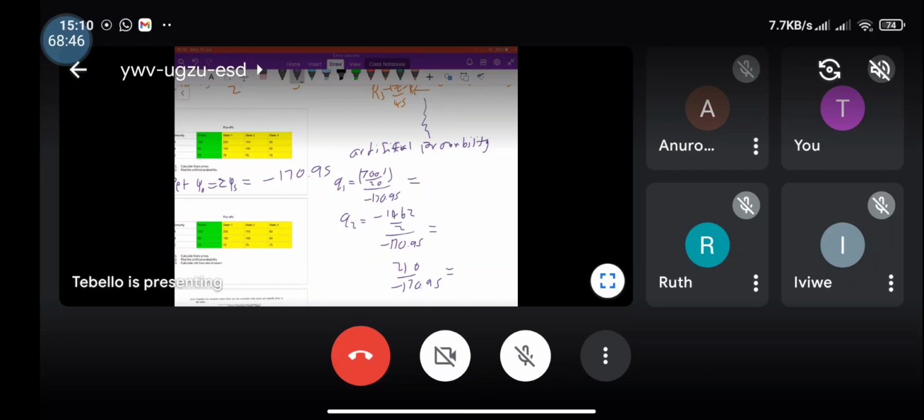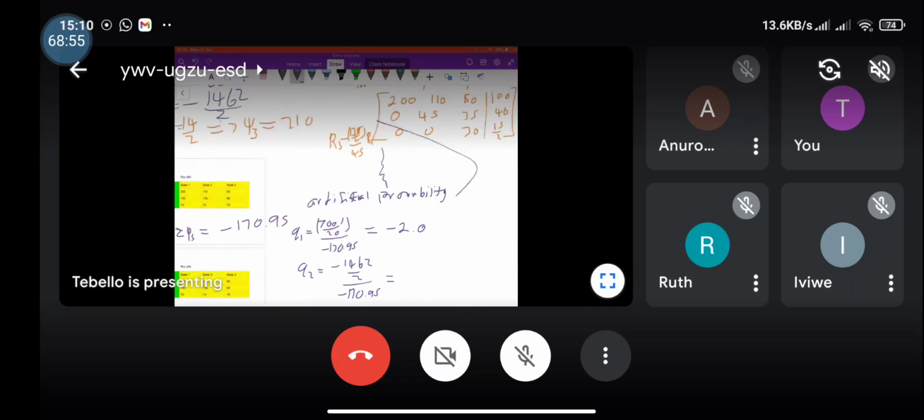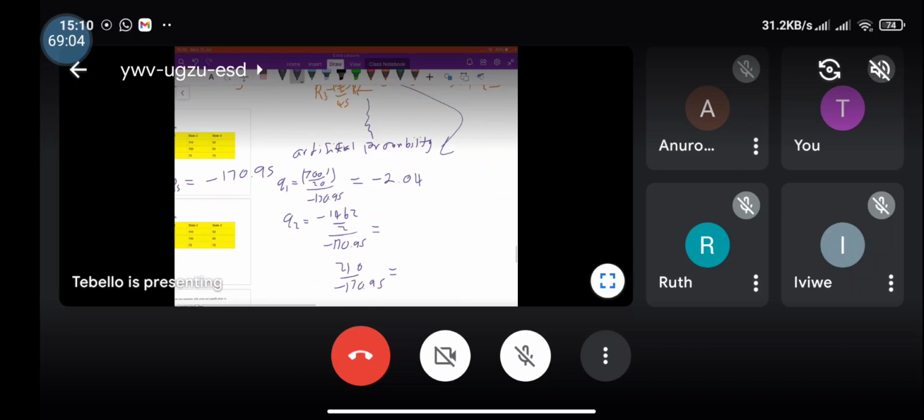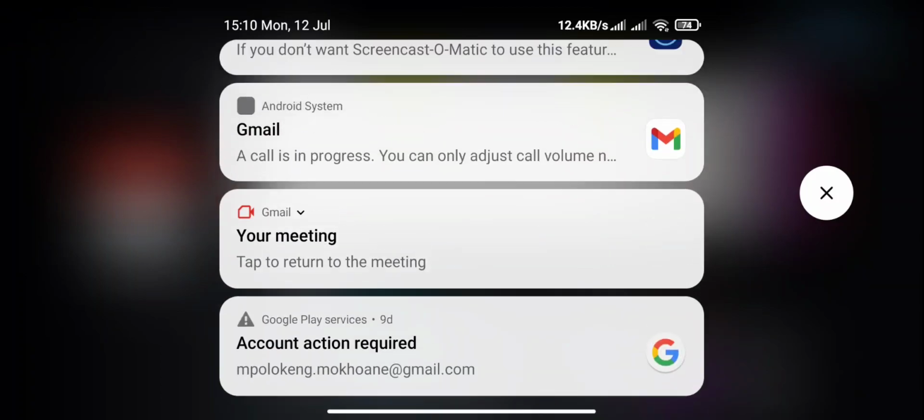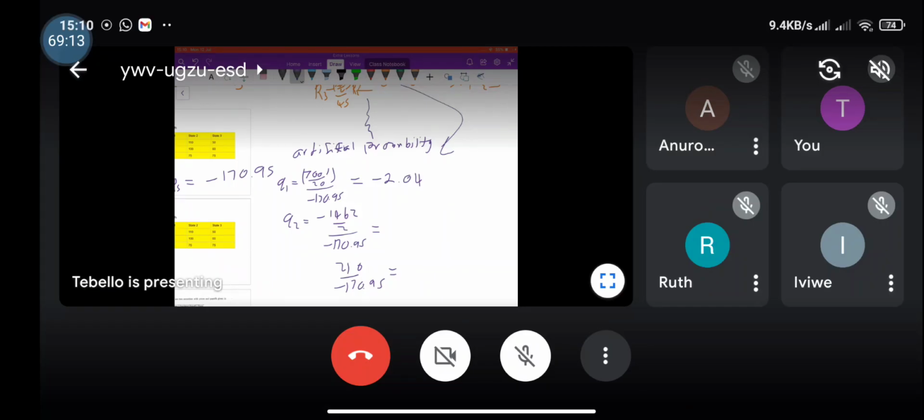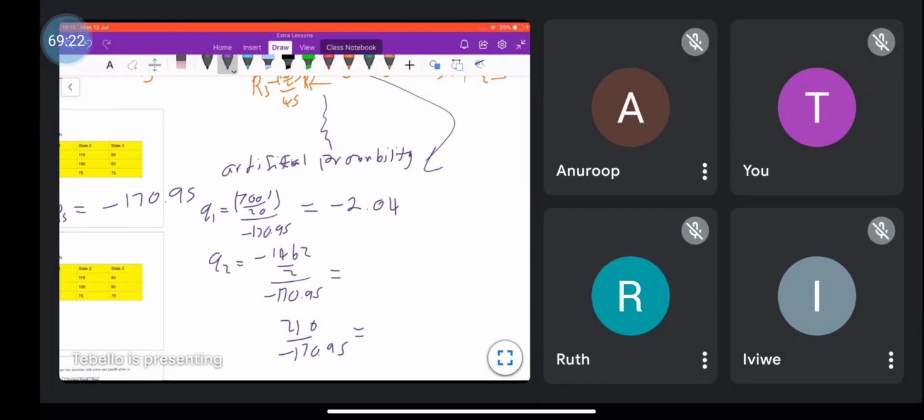The answers I get now are not the same as the answers I got earlier. So I think I made a mistake somewhere in my calculation up here. But then these answers are not the same as the answers I got earlier. Okay, I will read this again. I will redo this thing, and then send it to the group. But this is how you do these calculations actually.